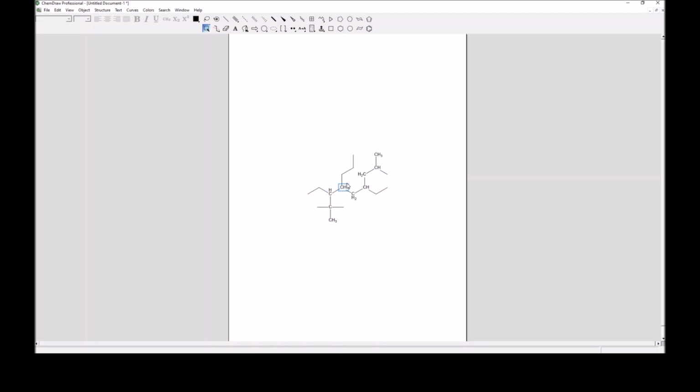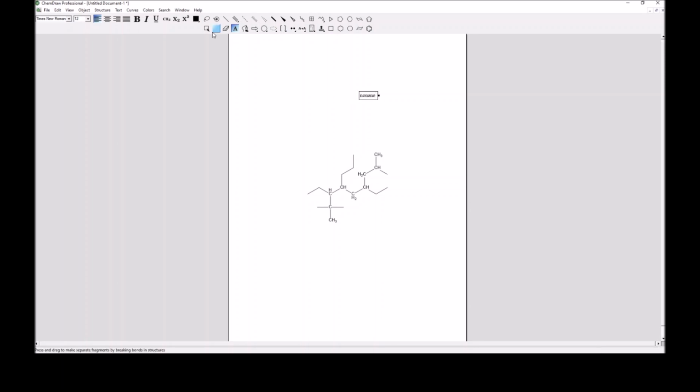Okay, so if the parent chain is the one labeled with these carbons right here, then we count the number of substituents, and there's 1, 2, 3, 4, 5, 6. There's 6 total substituents coming off of this parent chain, and you're not going to find another parent chain with more than 6 substituents. So this is my parent chain. 1, 2, 3, 4, 5, 6, 7, 8, 9. So this is some type of nonane right here.